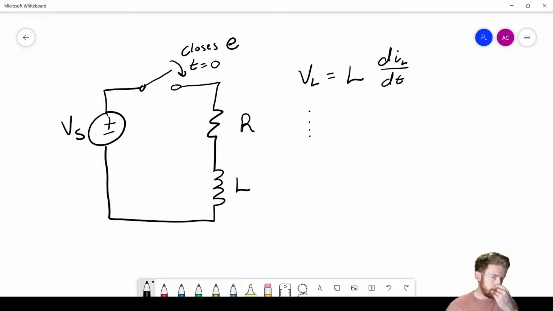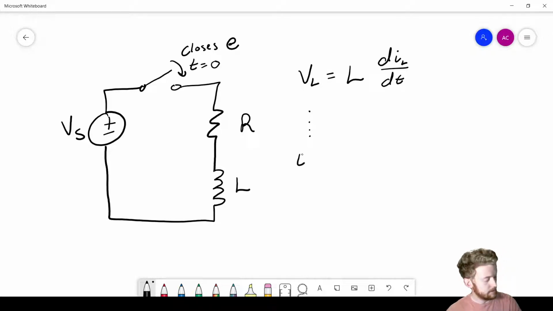Before, for capacitors, I gave you the equation for voltage first. Now, since we're looking at inductors, I'm going to give you the equation for current first, because remember, we said capacitors are related to voltage and inductors are related to current. So I'm going to try and keep that together during this lecture.